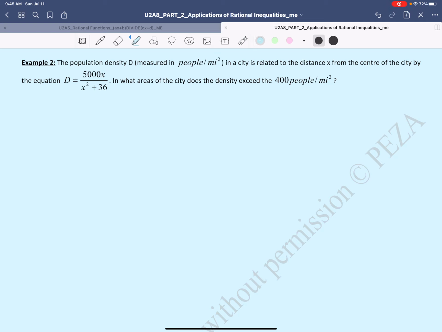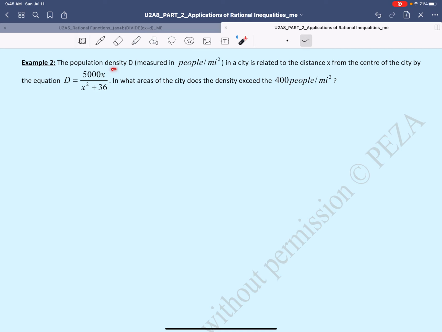Hello and welcome back to the second part of applications of rational functions. We're looking at the second example. So every problem has a story. So I'm going to read the problem the first time just to get an idea what the story is about.